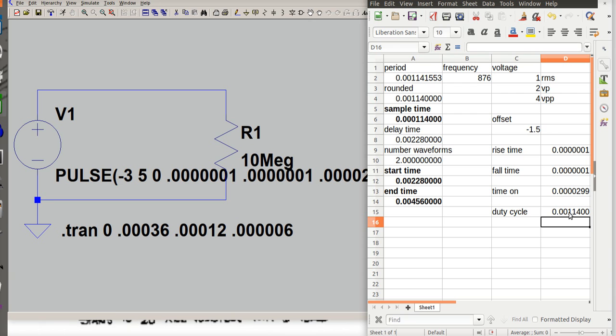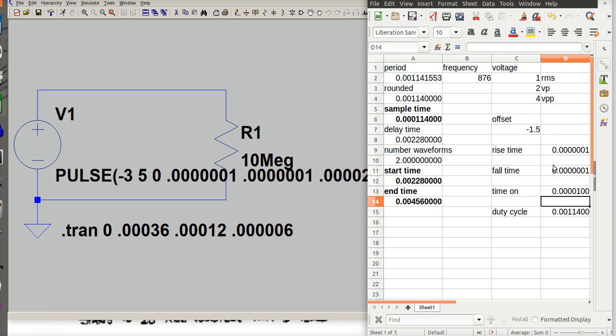So 0.00001. So that's 4 zeros and a 1. So let's make that happen. 0.123. Whoops, changed cells on me. 0.1234 and a 1. 1, 2, 3, 4 and a 1.